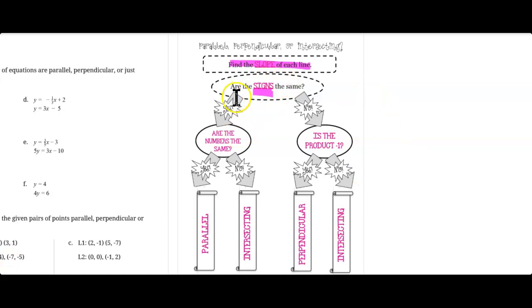So if your signs are the same, then you're going to think, okay, are my numbers the same? And if the numbers are the same, then you know you have parallel lines. If they're not the same, then those lines are just intersecting. They're not perpendicular, but they're intersecting because those two numbers are not exactly the same. If your signs are not the same, so they're different, then you want to think, okay, is the product negative 1? Or you can even think, are they opposite reciprocals?